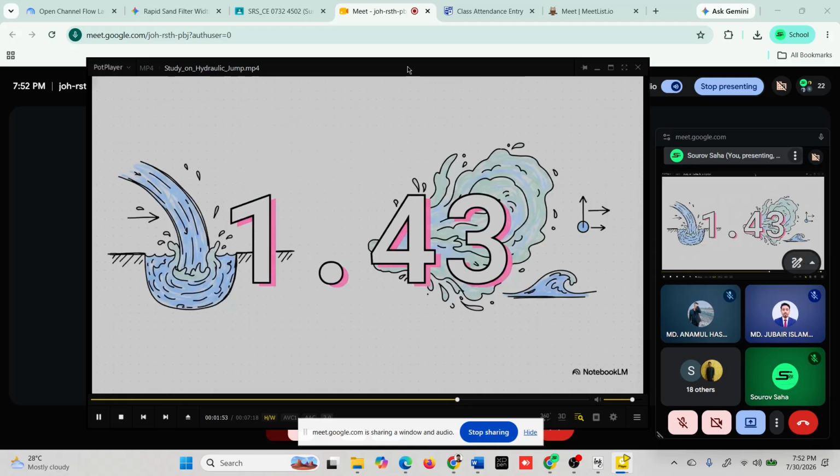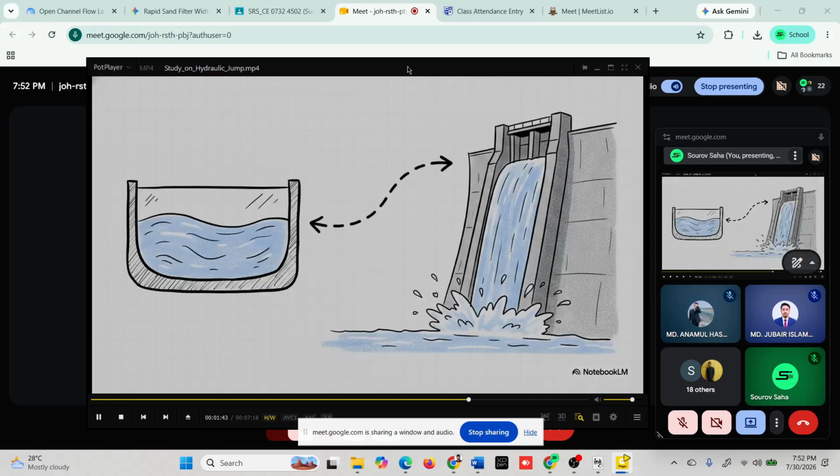So, what was the Froude number for our specific lab demonstration? Using our initial velocity and depth, the math reveals an upstream Froude number of exactly 1.43. Connecting that 1.43 directly back to our categories completely solves our data mystery. Our lab experiment successfully generated a type 1 undular jump.